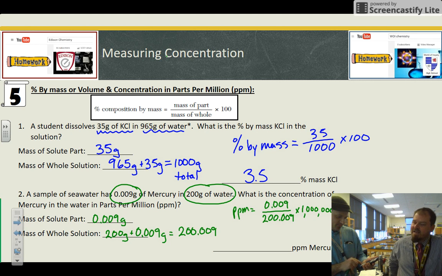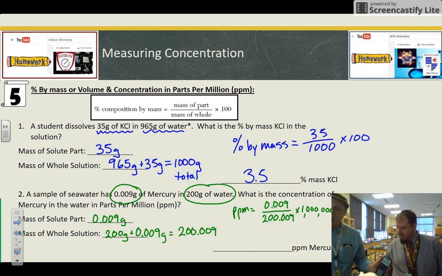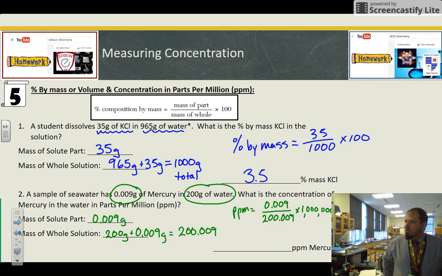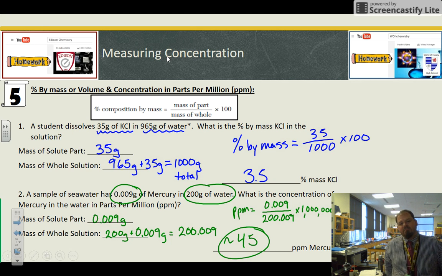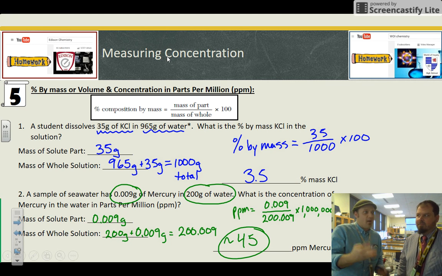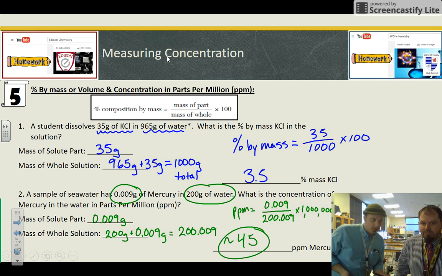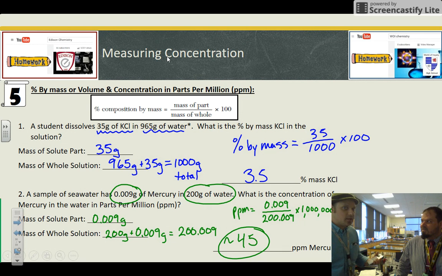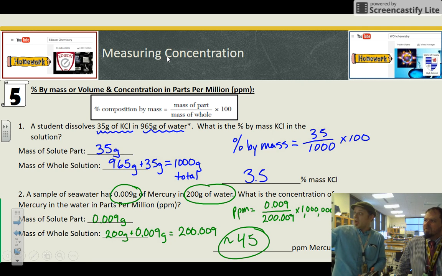What do we get? 44.99797. Can we call it 45 between friends? 45 parts per million. Very, very tiny. That means if you had a million dollars, 45 of them would be colored red or something like that, out of 1,000,000. That's like almost nothing.